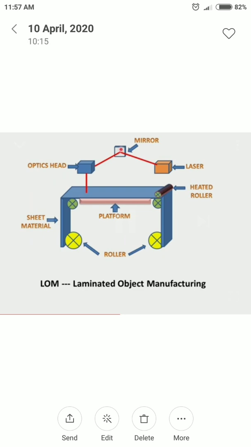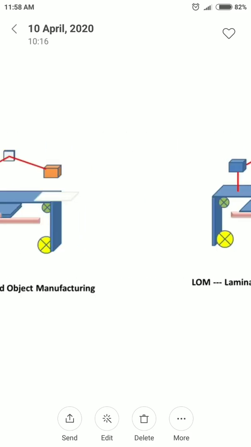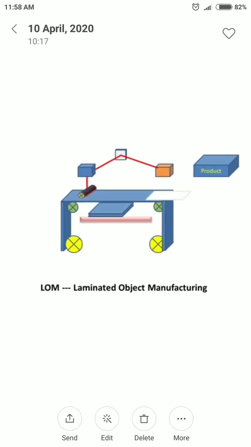If this process continues, and you want to make 3 or 4 sheets, no problem, you can cut them. The sheet continues to move. After cutting the 3 sheets, if you want to laminate them, you just move the heated roller from right to left, and then they are laminated automatically. Then, as I showed in the last slide, you get the final product, which we produce with the help of laminated object manufacturing.